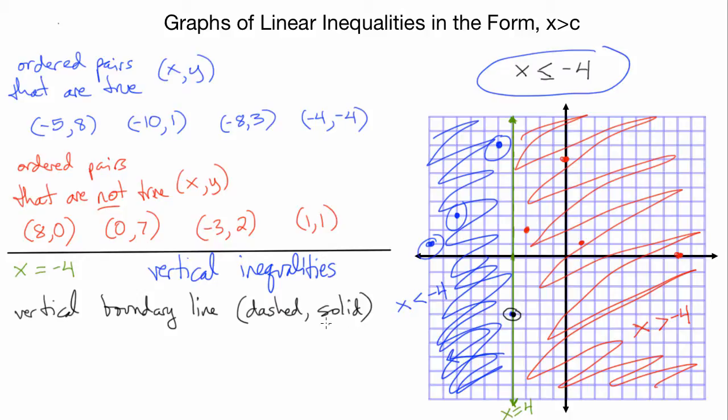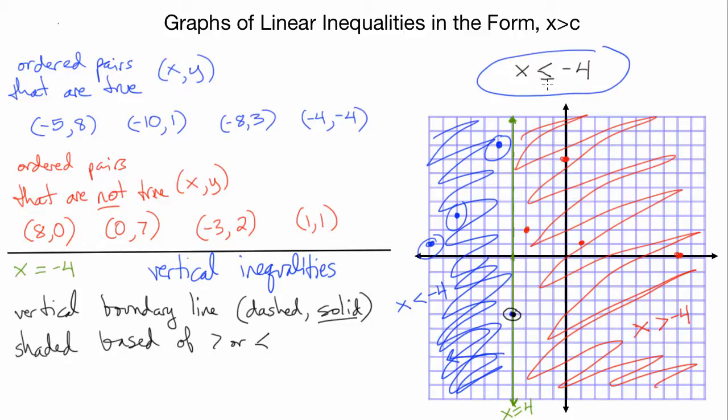So we had a solid line in our inequality. We made the vertical boundary line at x equals -4, and we shade based off greater than or less than. We shaded to the left because it was all the x values less than -4.